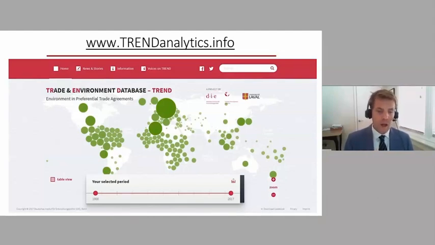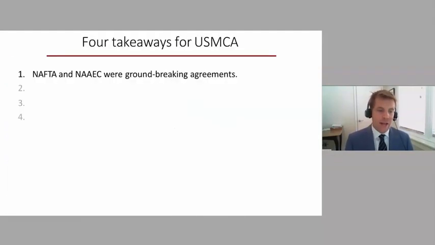From this data set, I would like to share with you 4 main takeaway findings. The first one regards NAFTA, and its North American Agreement on Environmental Cooperation. Those 2 agreements together were groundbreaking agreements in the early 90s.